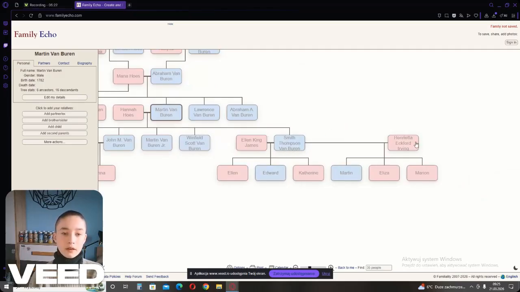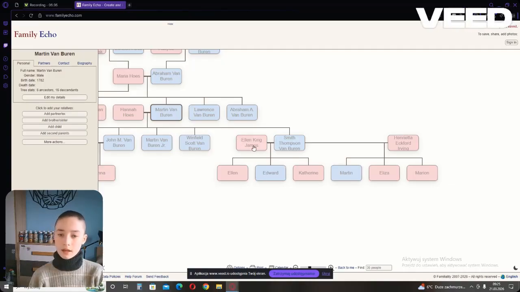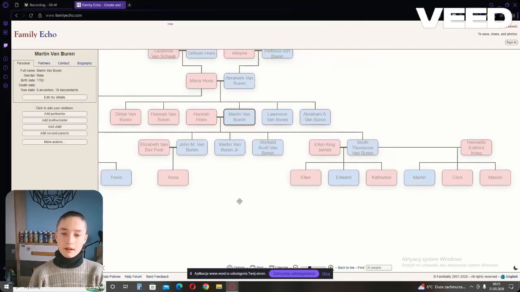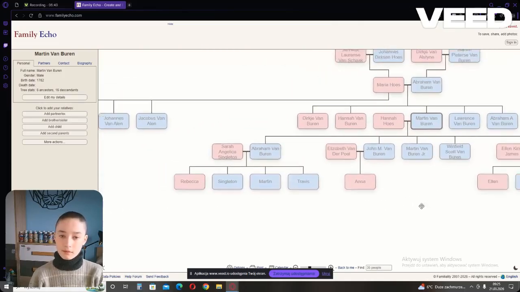First, he married Henrietta Eckford Irving, and they had 3 children: Martin, Eliza, and Marion. And then, when she died, Smith remarried a woman named Ellen King James, and they also had 3 children: Ellen, Edward, and Catherine. And that's about it.